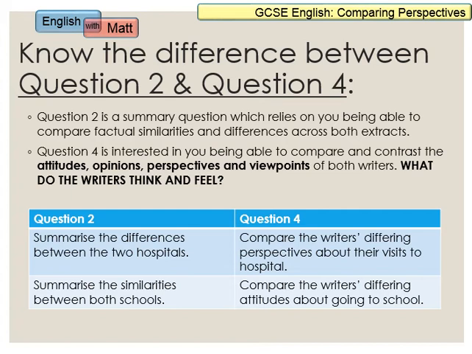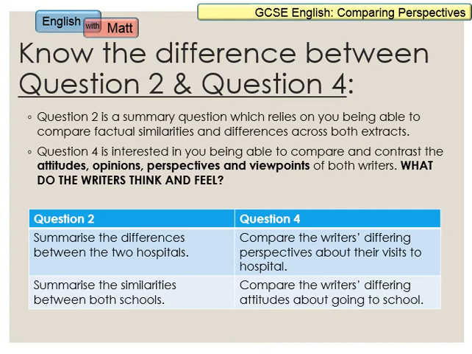Question 2 is 8 marks, and it will always be a comparison question of the factual similarities or differences between something in both extracts. Question 4, though, is more interested in the writer's own viewpoints. It's about what the writer thinks and feels about what they're talking about. So for question 4, you're comparing their thoughts. For question 2, you're comparing something factual.